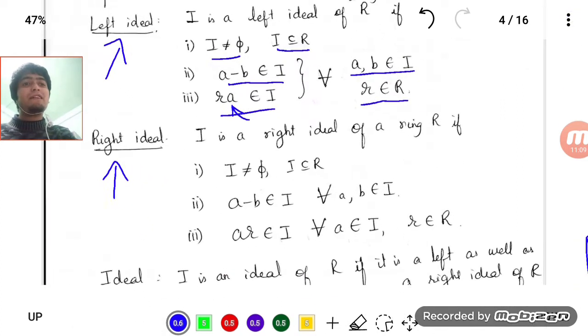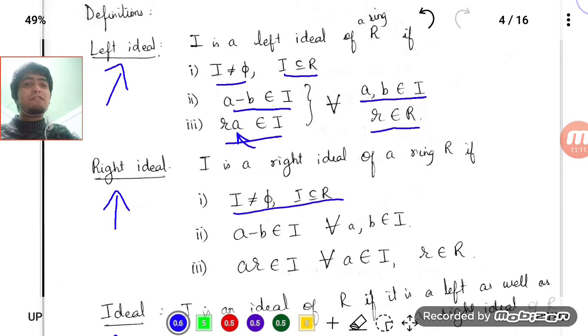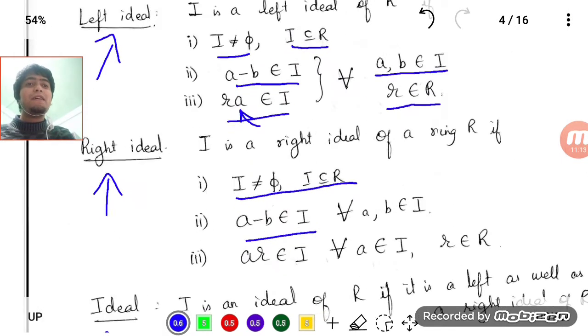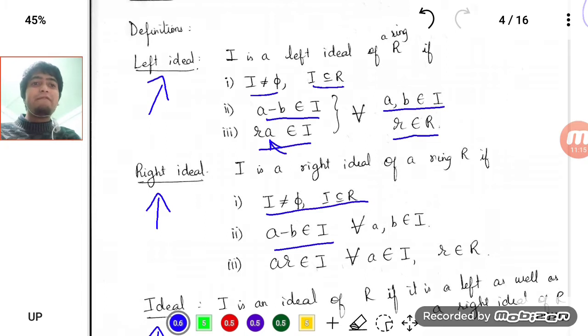Similarly, a right ideal will be similar. You see, condition 1 and condition 2 are the same. So the only difference between a left and a right ideal is that when it is left, r is multiplied from the left, r belongs to R. Remember, a and b belong to I. Always remember that, a and b belong to I.